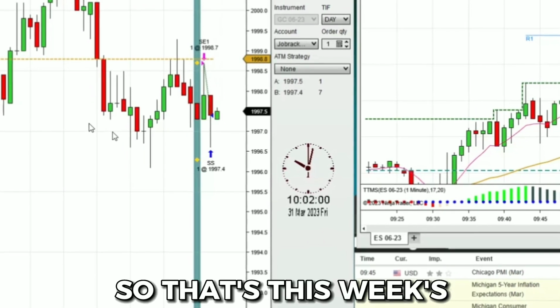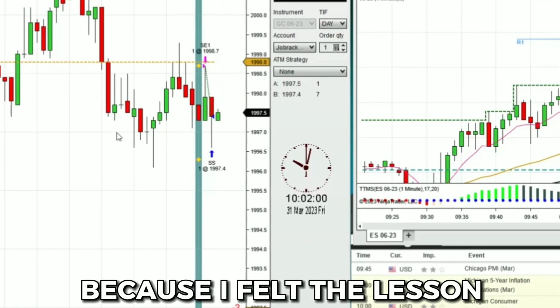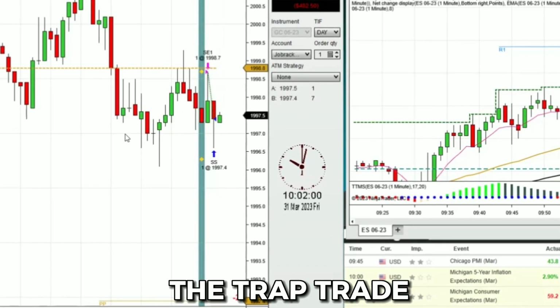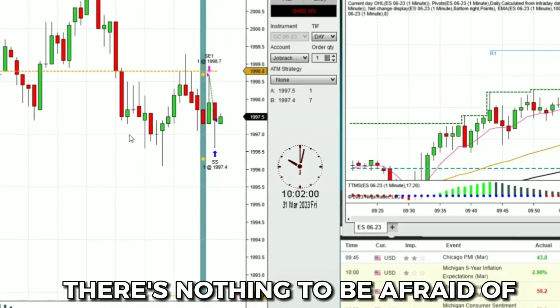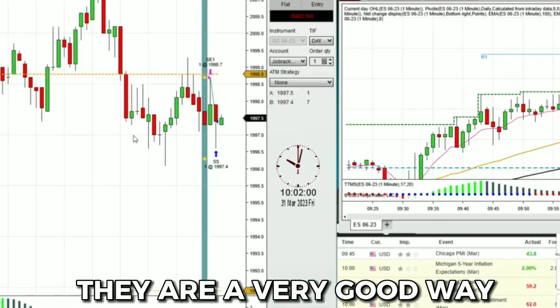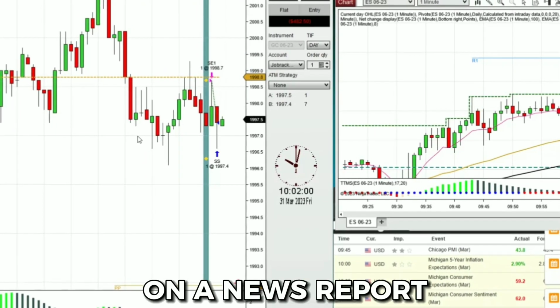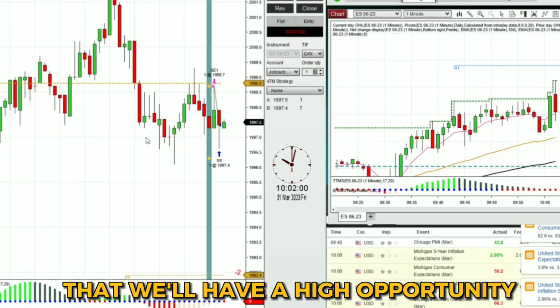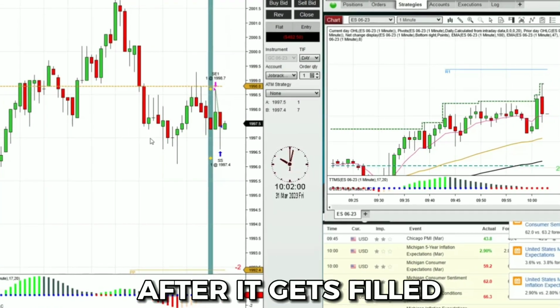So that's this week's Trade of the Week, because I felt the lesson was very worthwhile, and I hope you enjoyed it. A lot of people are afraid of the trap trade. There's nothing to be afraid of. They are a very good way to make a profit on a news report that you think and know from studying will have a high opportunity of changing direction after it gets filled.